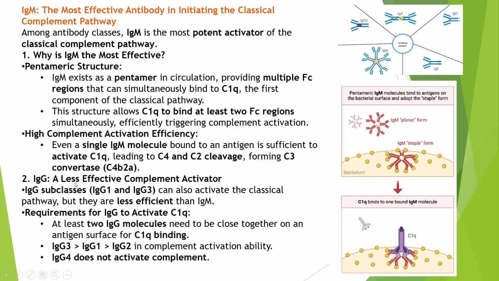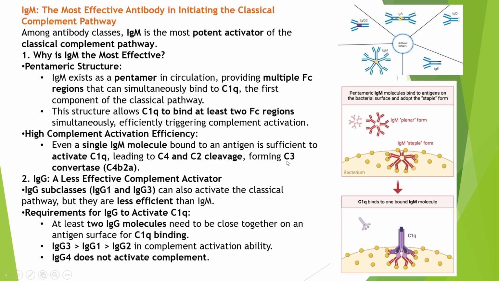And IgG is a less effective complement activator. IgG has subclasses, including IgG1 and IgG3. This can also activate the classical pathway, but they are less efficient than IgM. So the requirement for IgG to activate C1q: at least two IgG molecules are necessary to be close together on an antigen surface for binding with C1q. So you can see here a dimer, that is two IgG, is required, unlike here where we have a pentamer.